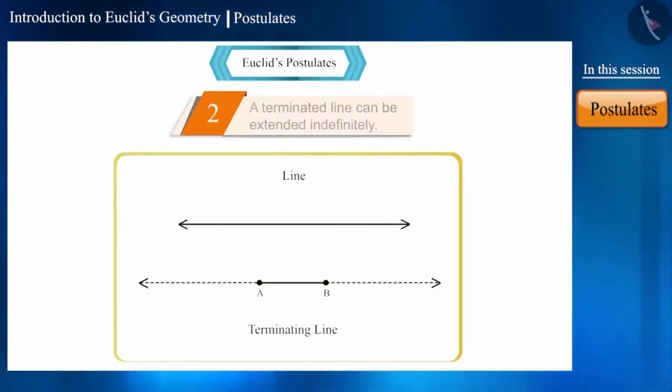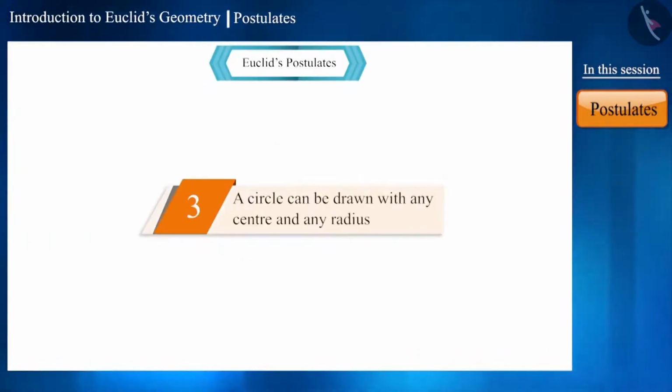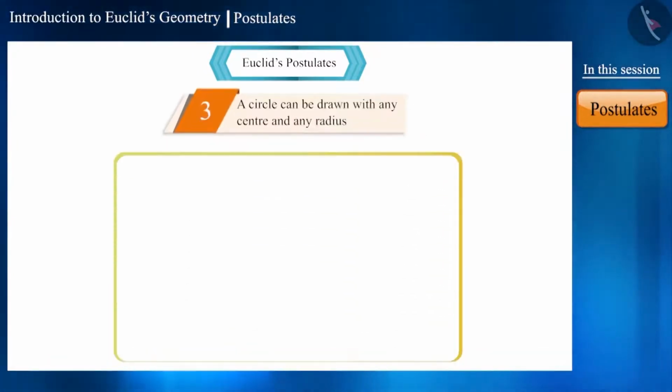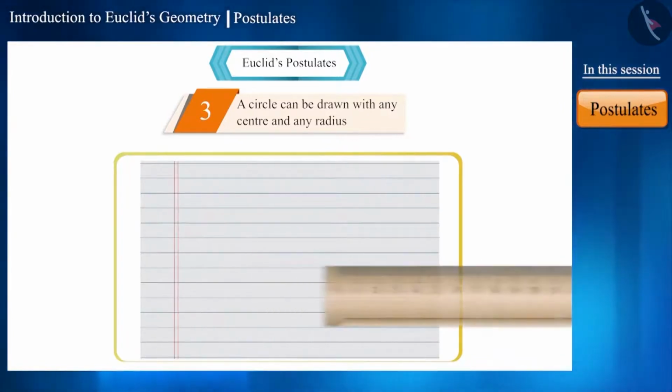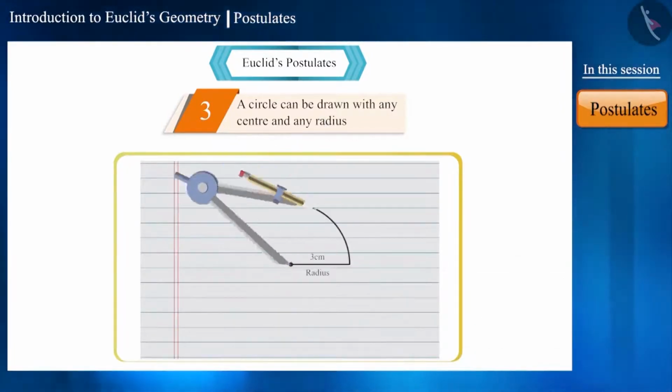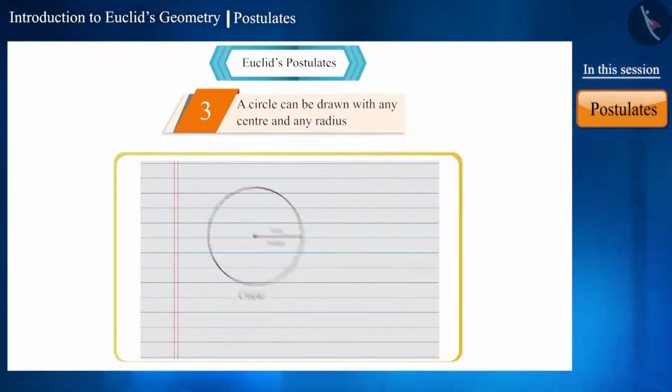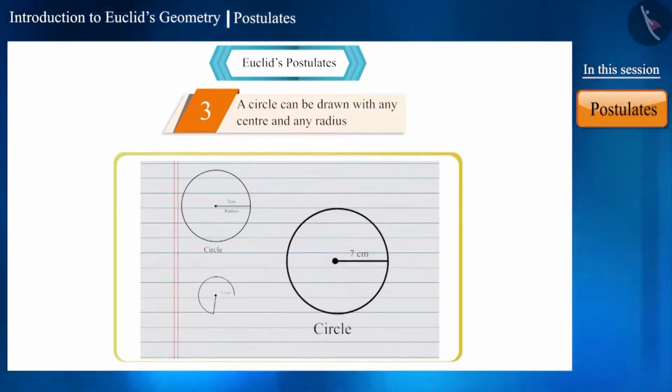The third postulate moves away from a line towards a circle. According to the third postulate, a circle can be drawn with any center and any radius. This postulate indicates that we can draw a circle with any radius by taking any center. Friends, by keeping this postulate in mind, on a piece of paper you can draw a circle with the help of a compass. We can see that we can draw infinite circles.